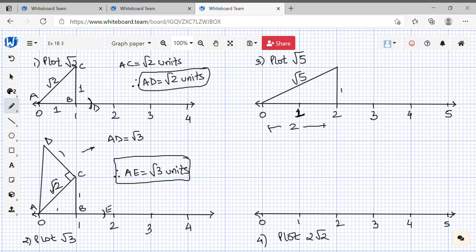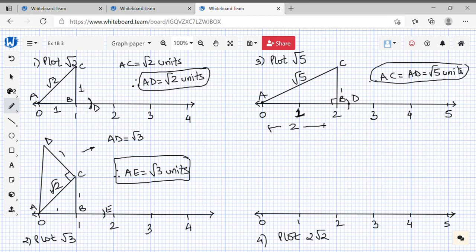Let's name this point A. This is point B. This is point C. Now I take my compass, keep the pin end here, measure up to C, and then I cut an arc somewhere here. Let's call this point D. Therefore, AC is equal to AD is equal to root 5 units. I have plotted it on the number line.